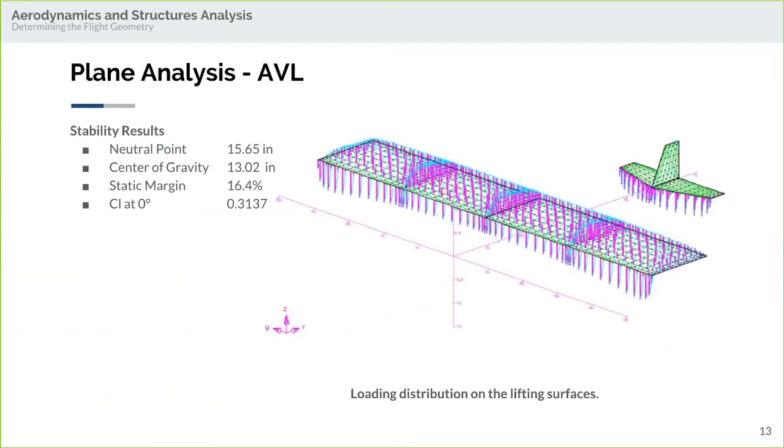Next, I'm going to talk about our plane analysis. We used AVL for our plane analysis. This analysis was done offsetting the wings and the tail from the nose of the fuselage, which is why those numbers are so large as far as the neutral point and center of gravity. We found a static margin of 16.4%, which is a little bit larger than we would want per application. We would want it between 10 and 15%. However, that'll be further analyzed as we move forward. And we have a coefficient of lift at 0 degrees angle of attack of 0.314.